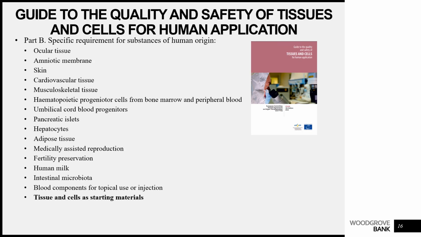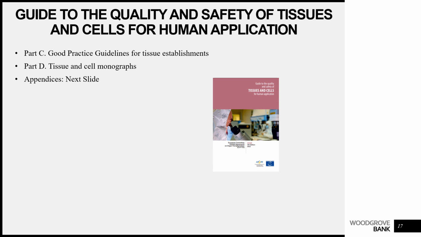What is of interest to us is tissues and cells of starting material, but the guidance document also contains specific requirements for substances of human origin of various sorts. So, for example, ocular tissues, skin, pancreatic islets. But the ones that we're interested in are tissues and cells of starting materials. This is good practice guidelines for tissue establishments and tissue and cell monographs.